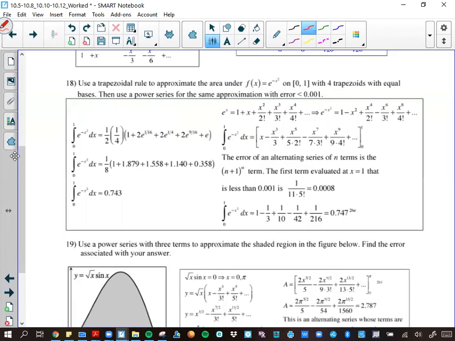Is that them figuring out the error? Oh, that's the error, yeah. Oh, because they're finding the area under each of the trapezoids for the bases. So base 1 and base 2.